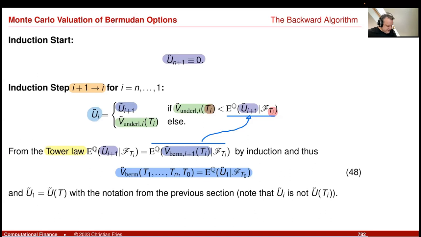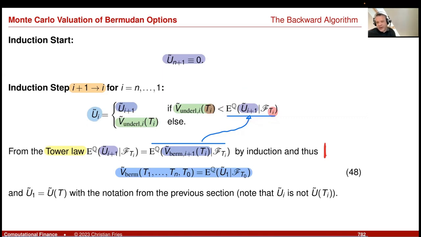I made this remark that if you take the conditional expectation of this here, then you have the conditional expectation of the ũ_{i+1}, which corresponds to having the value of the Bermudan. So the definition of the Bermudan valuation algorithm did not decide between these two. The decision is between the underlying and the conditional expectation. And it took the underlying if the underlying has a higher value, or it took the future value of the Bermudan if that has a higher value.